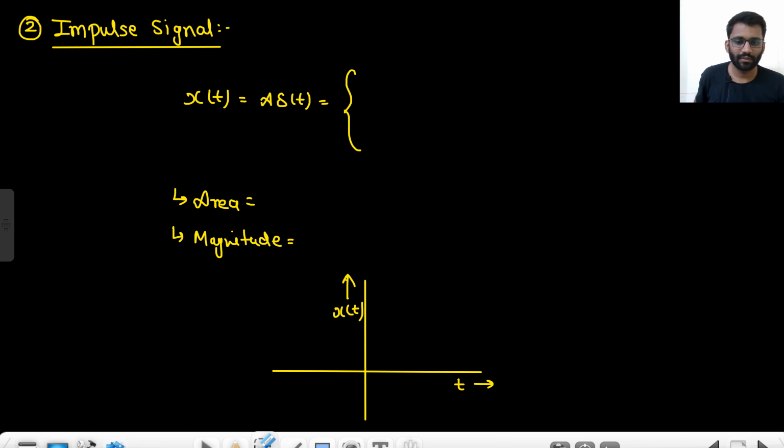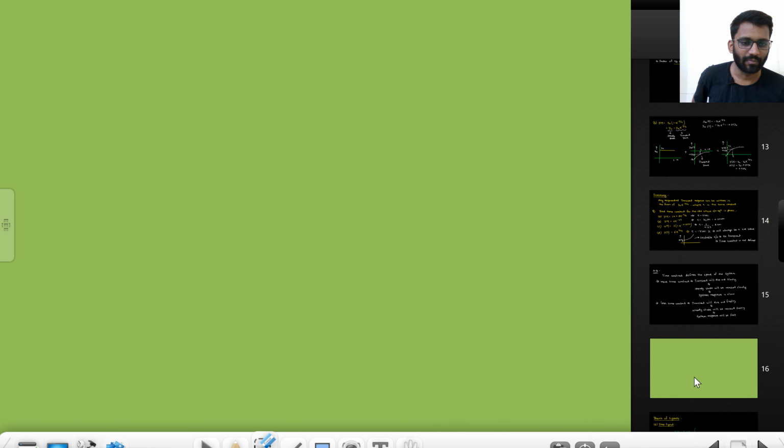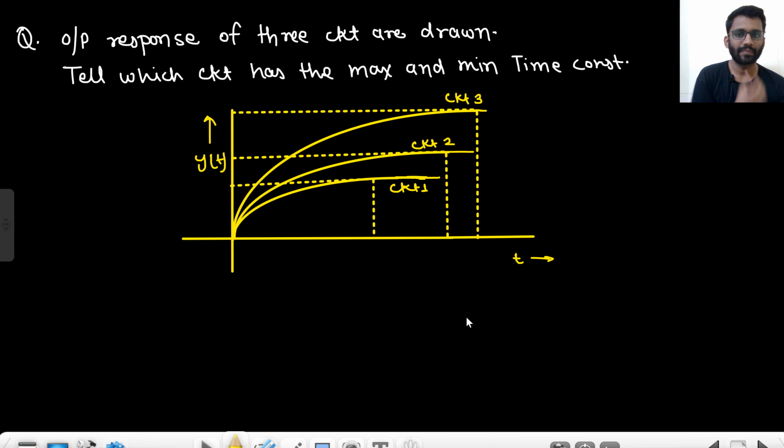So I can take an example. Okay, this we will see in the next video. I can add up a page. I can take an example. I will write down the question. So this is the question. Okay, output response of 3 circuits is drawn. Tell which circuit has the maximum or minimum time constant.